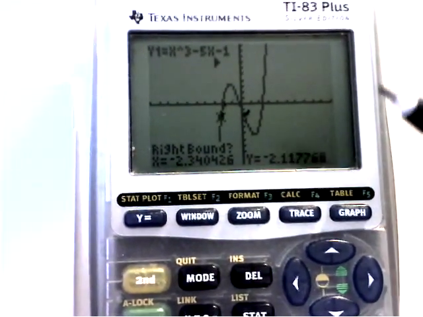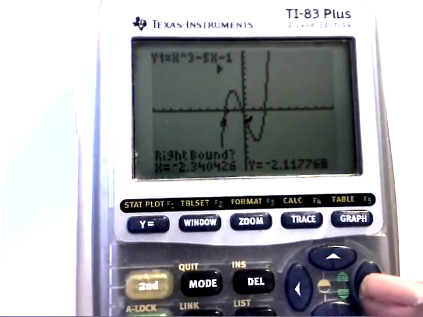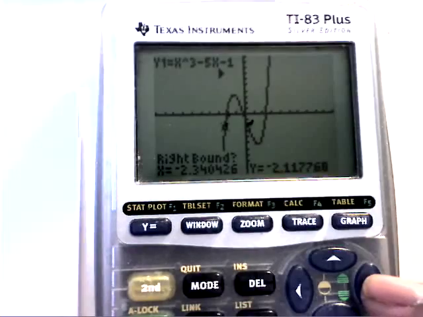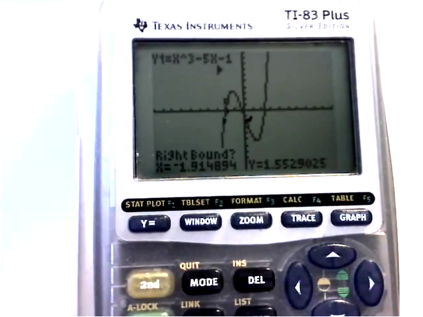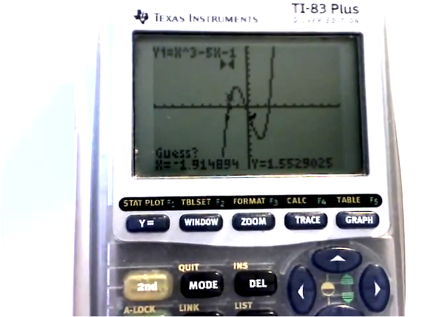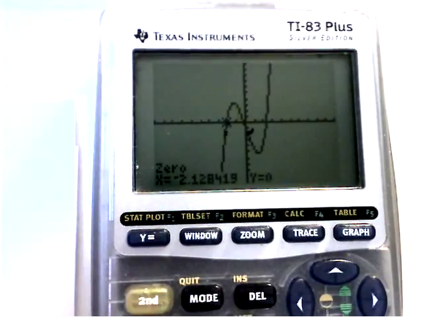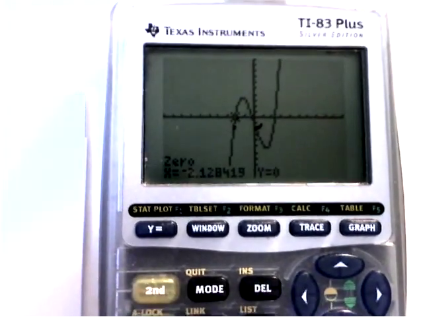Okay, now we want to position the blinking cursor above the first x-intercept. So we'll use our right arrow key to put the cursor above the first x-intercept, and then hit enter. And then after guess, you go ahead and press enter. And that's one of your zeros.